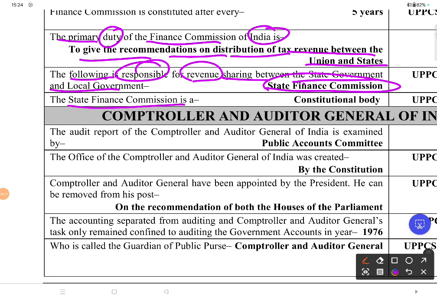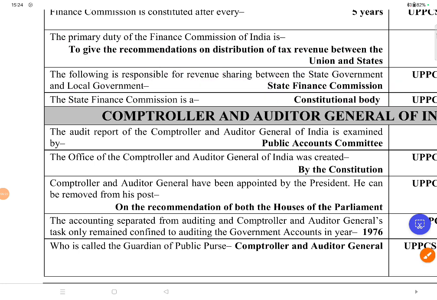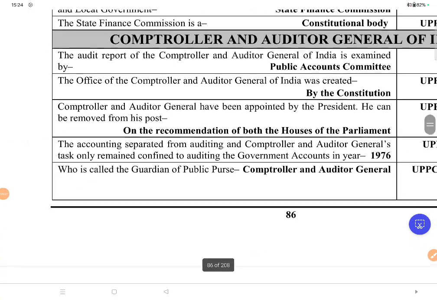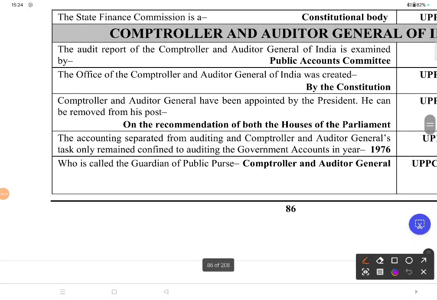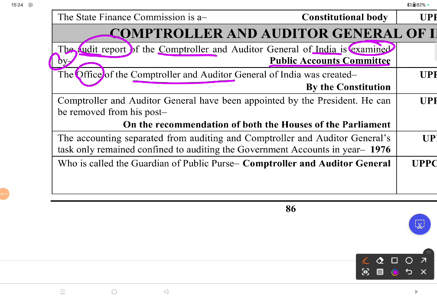The State Finance Commission is a constitutional body. Move on to the next chapter, that is Comptroller and Auditor General. The audit report of the Comptroller and Auditor General of India is examined by the Public Accounts Committee. The Office of the Comptroller and Auditor General of India was created by the Constitution.